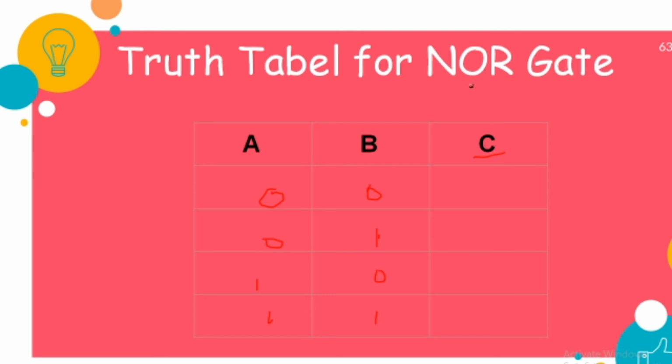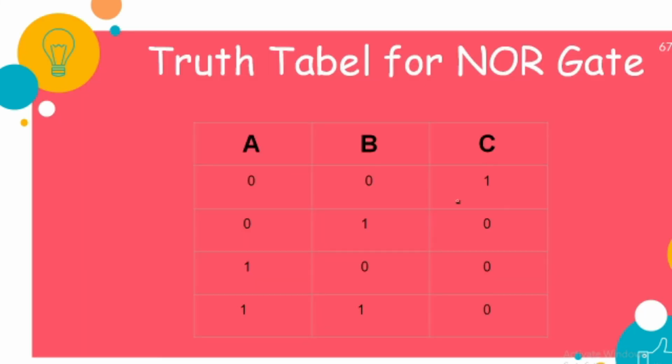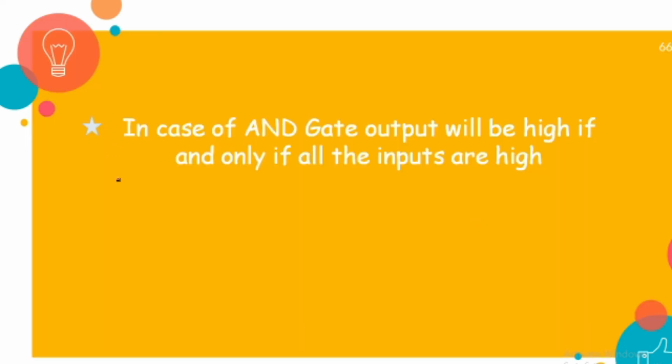In case of the OR gate, we know that if any of the inputs is high, then our output will be high. So in this case, we have to take the complement of the OR gate. So here, if both of the inputs are low, then the output will be high, and in other cases it will be low. Here we can see that in the first case both of our inputs are low, so we have our output as high, and in other cases our output is low because one of the inputs is high. Note this.